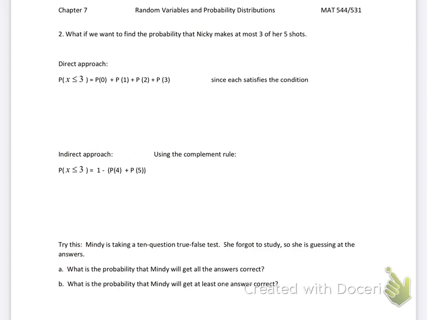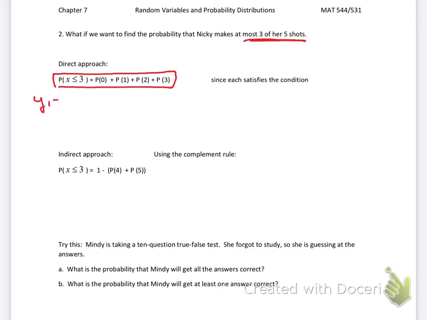So here it says, what if we want to find the probability that Nikki makes at most 3 of her shots? Okay, so that's what we were just talking about. So we're going to do it explicitly here. If she makes at most 3 of her shots, that means that she can make 3, 2, 1, or 0. So this is what we're going to try to do. Remember, there's 2 ways to do this. You can use your table, and in your equation editor, you're going to put the following.